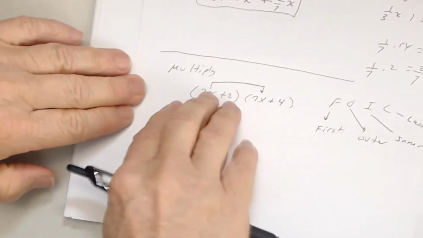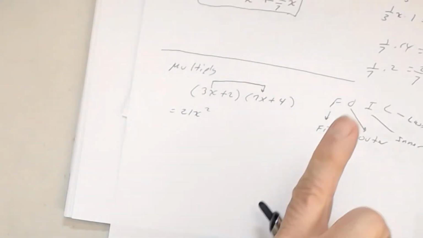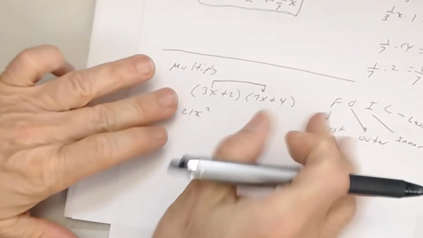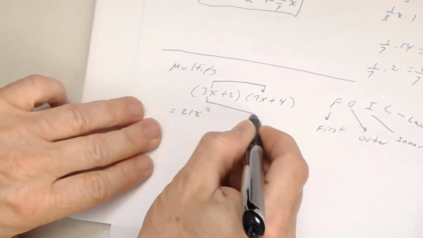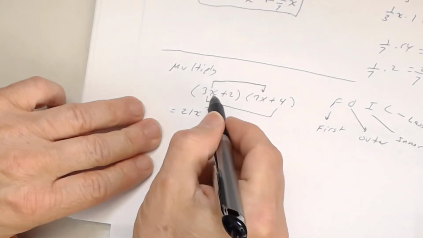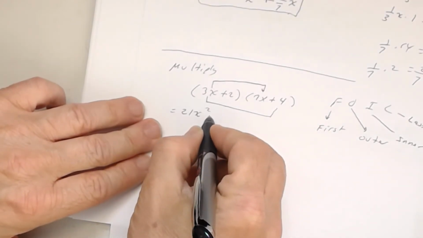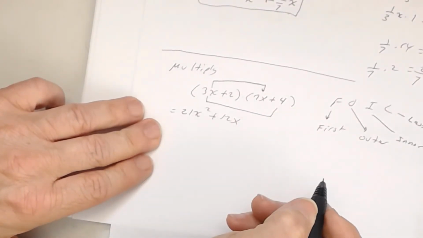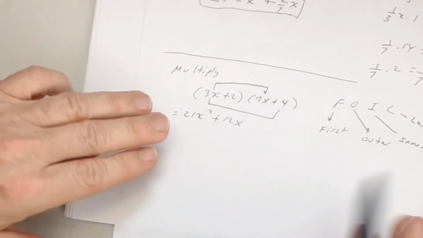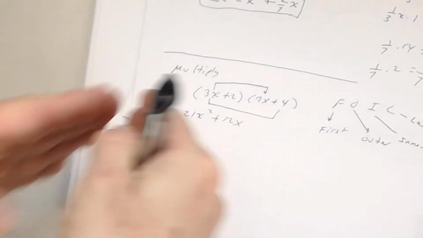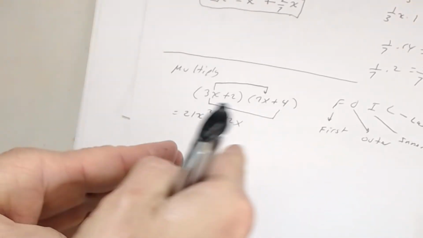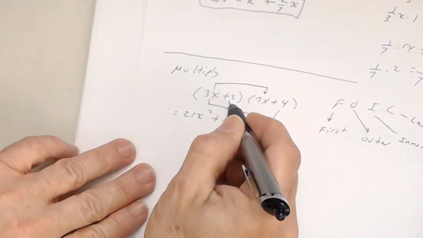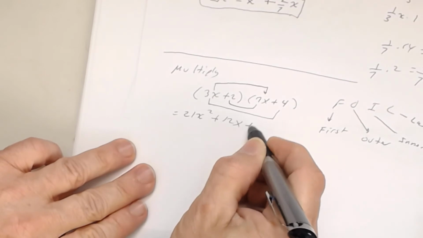That's my first. Then the outer means this. You're going to look at this expression you see here, and you can look at the terms on the outsides. What terms on the outsides? 3x and 4. So it's 3x times 4. 12x. Inner means, so for outer, if you looked on the outside, inner means to look on the what? Inside. So it's 2 times 7x. 14x.